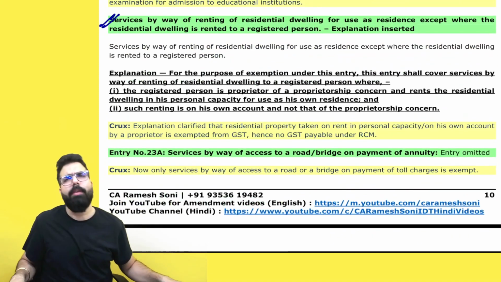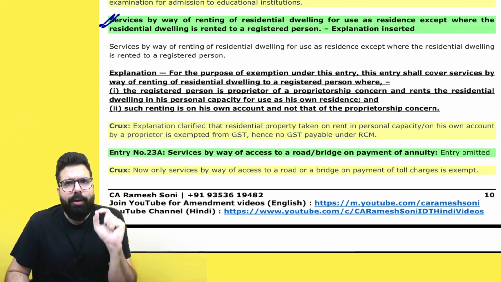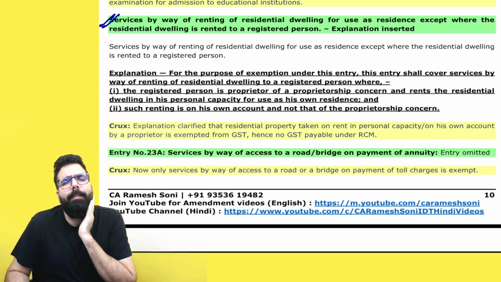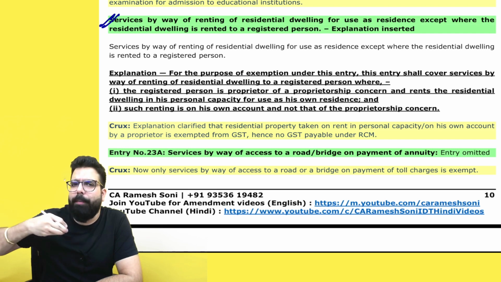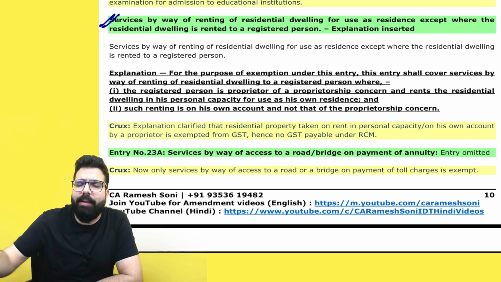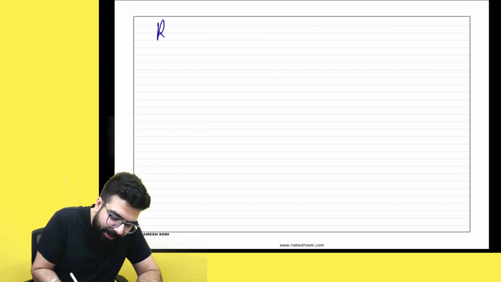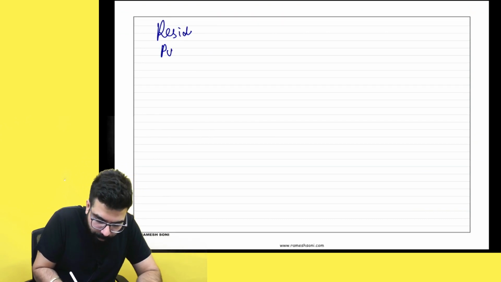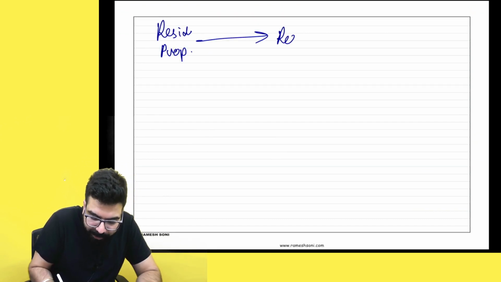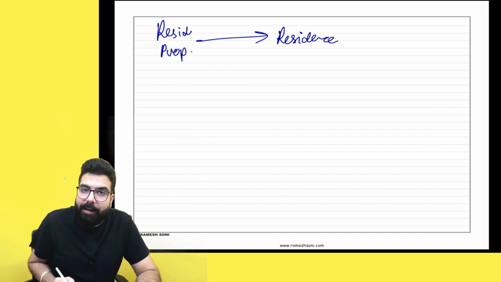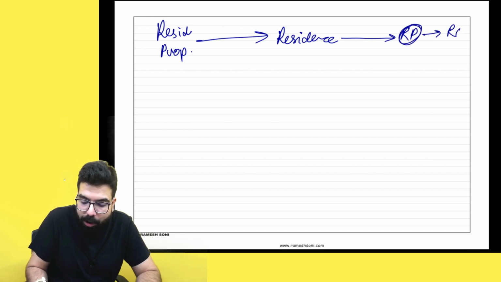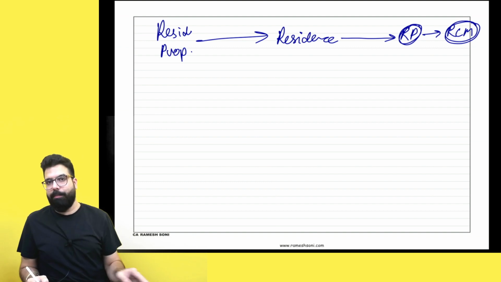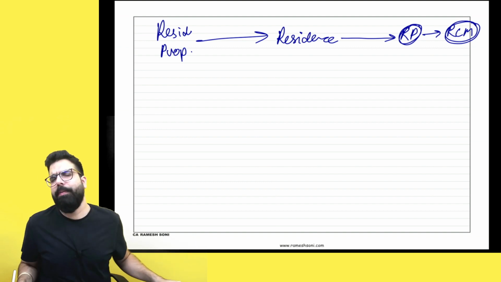The next one. In the previous attempt, this amendment was done wherein the government told that normally, if any person is renting residential property to another person, renting of residential property for the purpose of residence was exempt. But then they told it will not be exempt if renting of residential property for the purpose of residence is done to a registered person. Then we learned it will come under reverse charge mechanism. Yes, sir, we had already learned it will come under reverse charge mechanism.